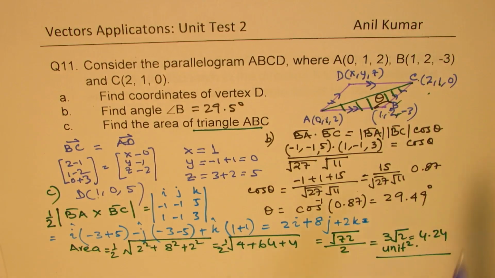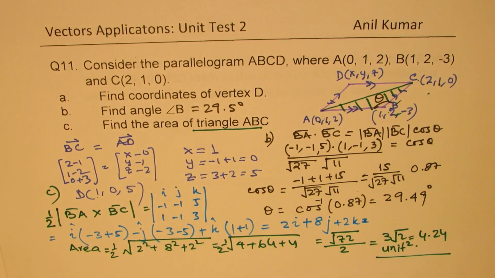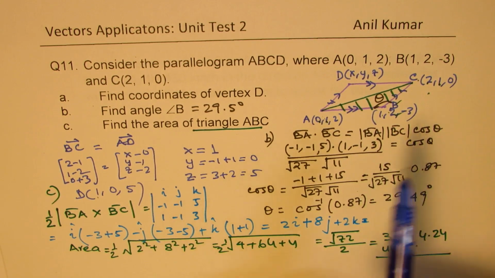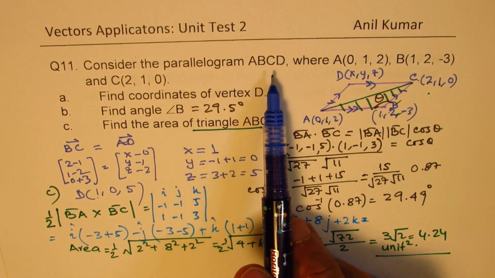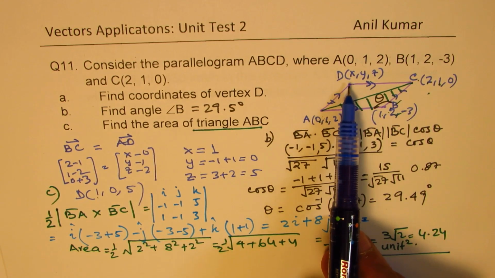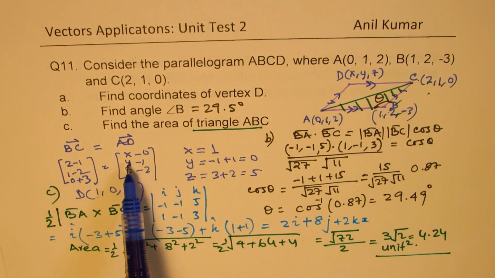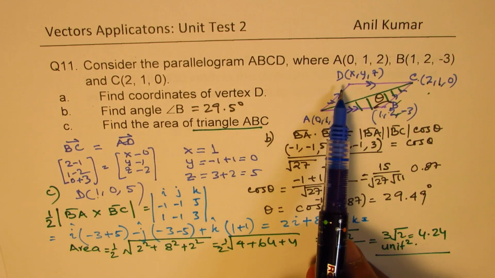Okay, so let's look into what we did to solve question number 11. It is indeed a very important question from any test point of view. We are given a parallelogram ABCD. A, B, C, the three vertices were given to us. We need to find D. AD is the same as BC, and equating that, we could find the coordinates of D.